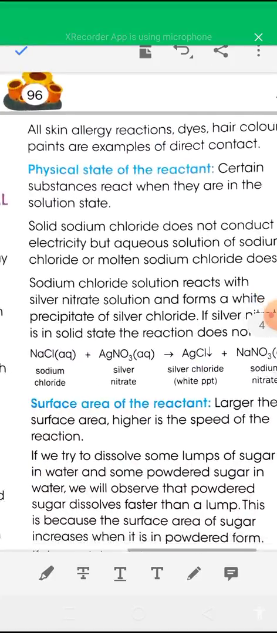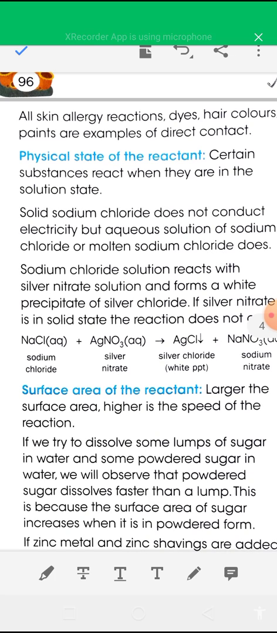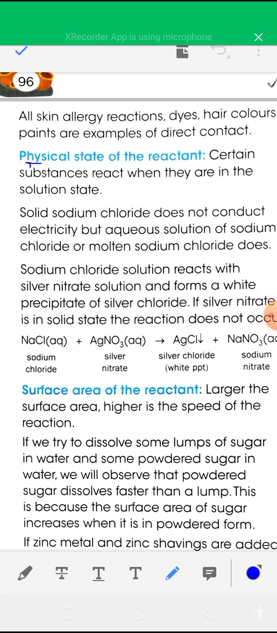Second condition is the physical state of the reactant. Certain substances react when they are in the solution state, when all the reactants are in the same phase, that is, when all the reactants are in solution phase or in gaseous phase. So certain substances react when they are in solution state.